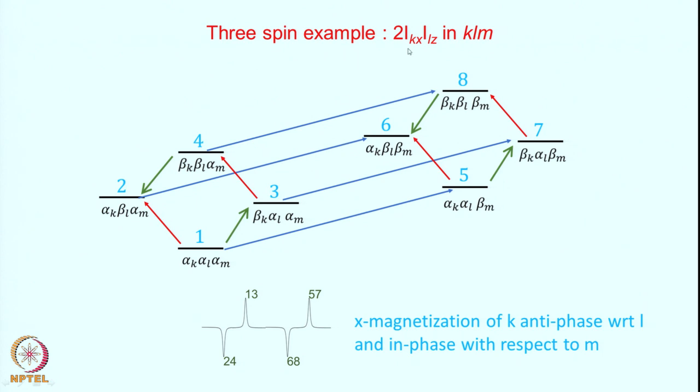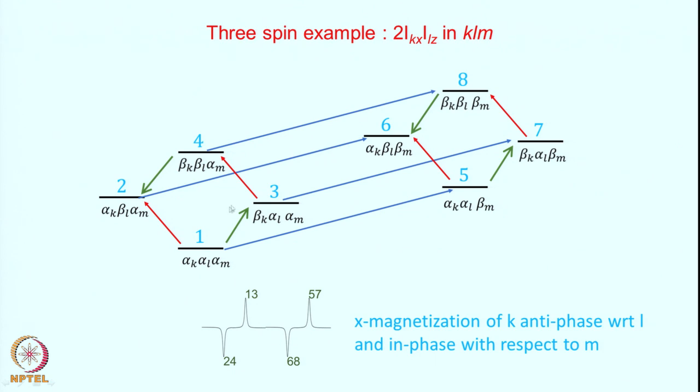Now we are going to see what happens if I have a term of this type in the basis operator. For the 3 spin case, remember, we also have 64 operators. These consist of single angular momentum operators, products of 2 angular momentum operators and products of 3 angular momentum operators. Now we are going to consider a 2 spin product in a 3 spin system, an operator like 2 I_KX I_LZ.